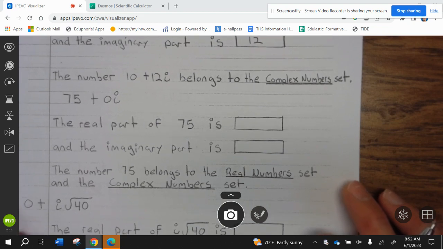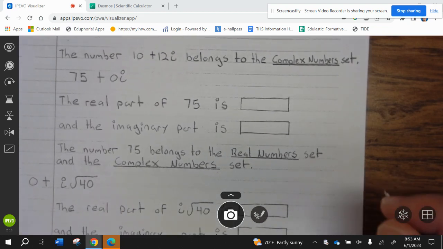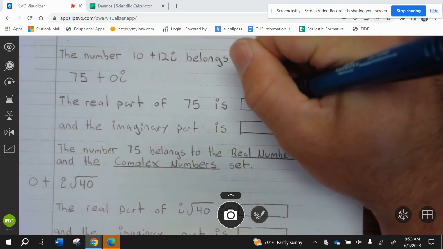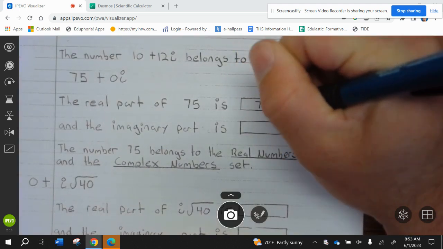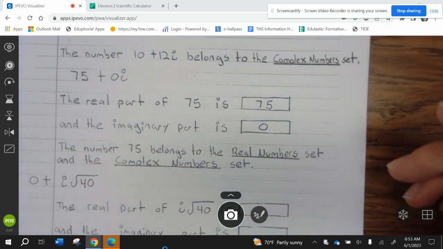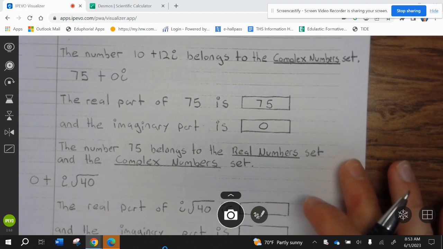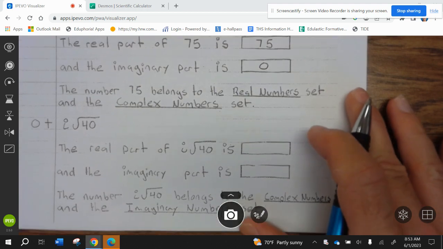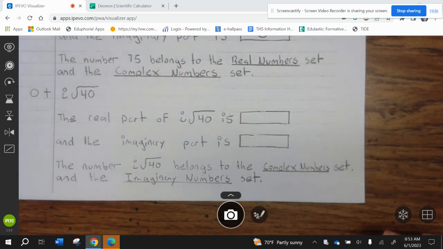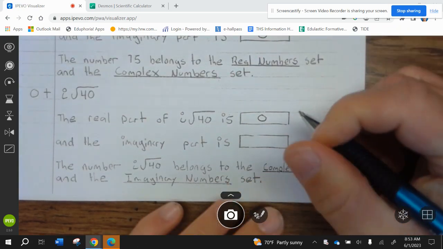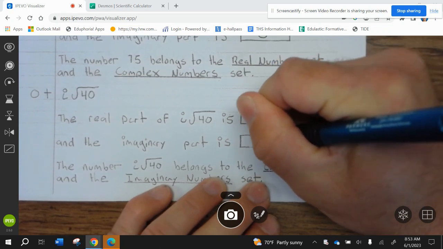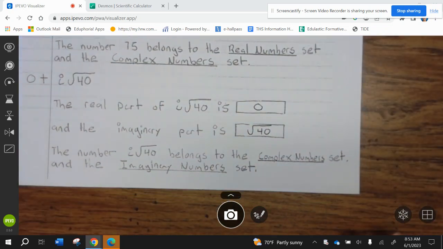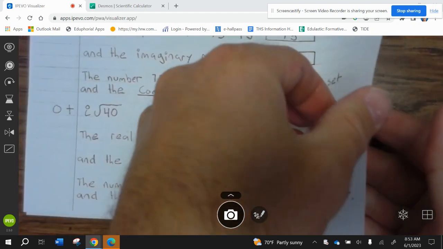All right, 75 plus 0i. The real part of 75 is 75, and the imaginary part is 0. The number 75 belongs to the real number set and the complex number set. All right, 0 plus i times the square root of 40. The real part of i square root of 40 is 0, and the imaginary part is the square root of 40. The number i square root of 40 belongs to the complex number set and the imaginary number set. All right, let's take a look at the next example.